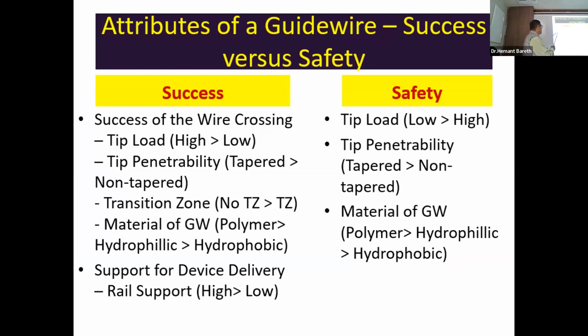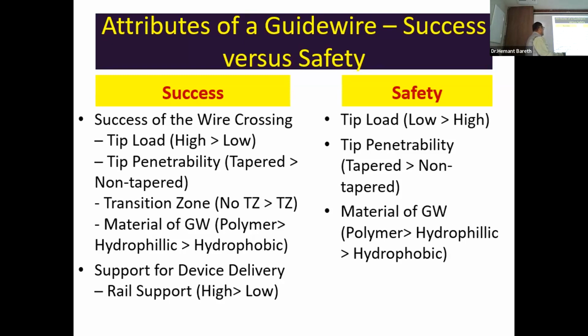Generally, success will be obtained when the tip load is high. When there is penetrability, the tip is tapered so that it penetrates any kind of lesion. When there is no transition zone, there is 1:1 torque transmission. When the material of the guide wire is stainless steel... sorry, that is the coating material, but the material of the guide wire is stainless steel, then it will have more success.